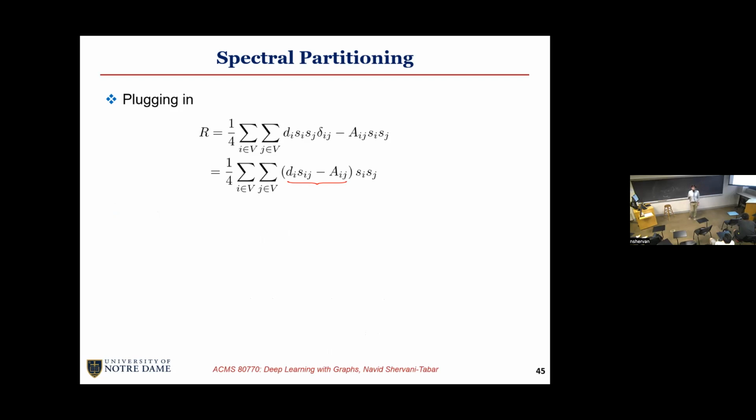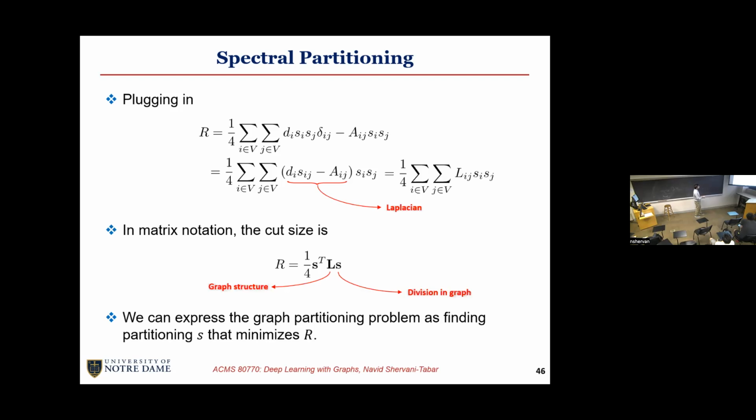That is our Laplacian matrix, right? So that's our Laplacian matrix. We have the index notation for the Laplacian matrix, and we can write it in this form. In matrix format, we can represent our cut size for a two-class partitioning as basically this formulation.